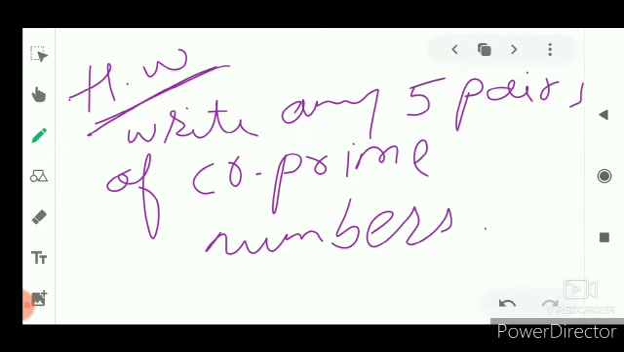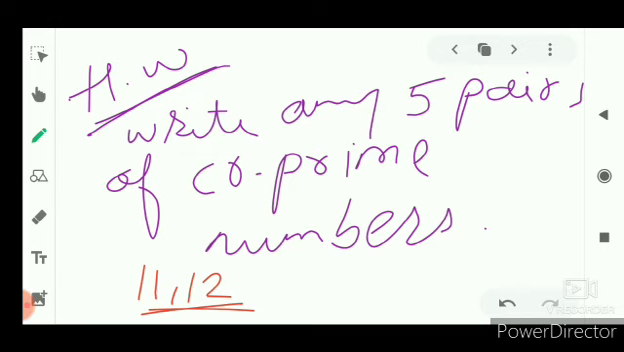If we take any two numbers, you will see that any two consecutive numbers, consecutive हम किसे कहते हैं, जो एक के बाद एक आते हैं, जो exactly एक के बाद एक आते हैं, तो उन्हें हम कहते हैं consecutive numbers. So any two consecutive numbers are always co-prime. For example, 11 and 12 are consecutive numbers and these are co-prime numbers. Okay, you can check this.